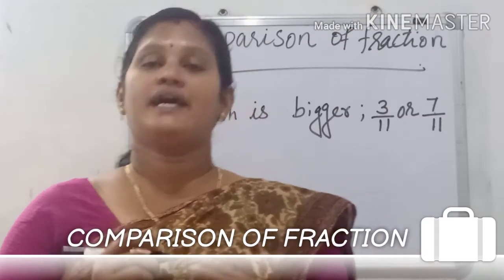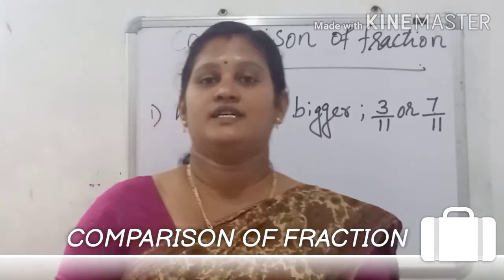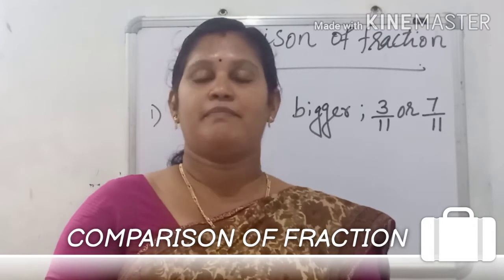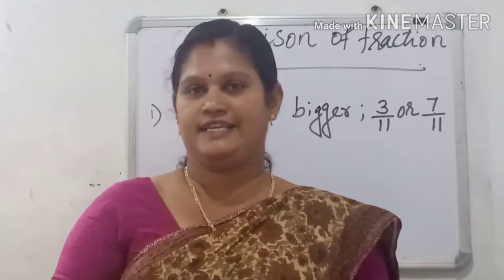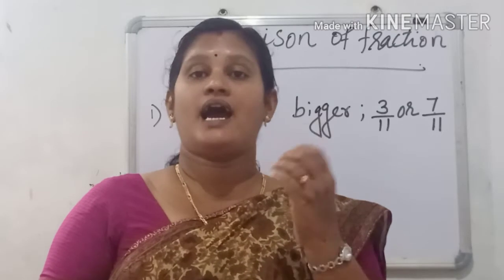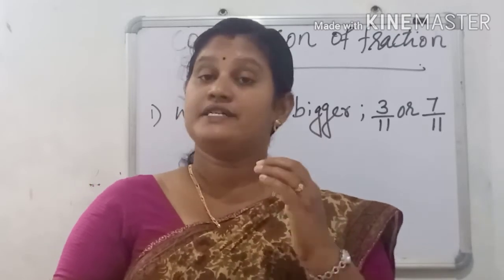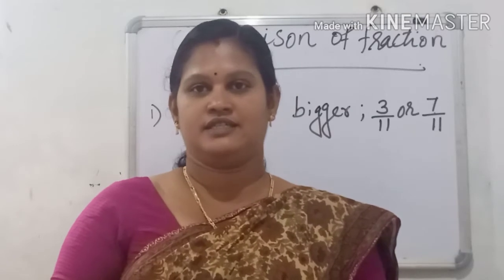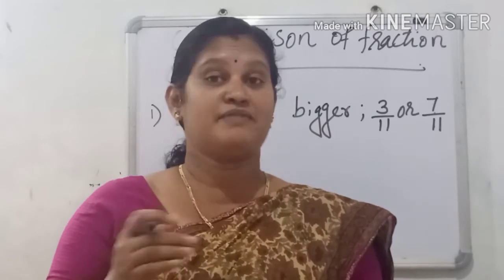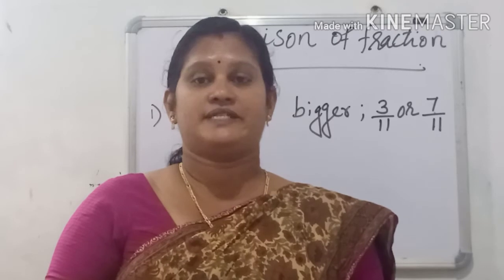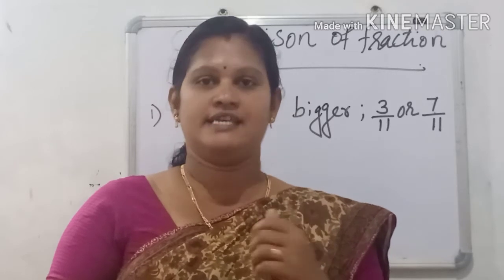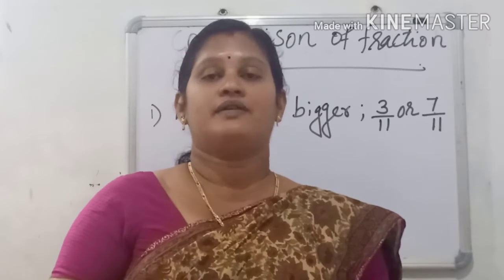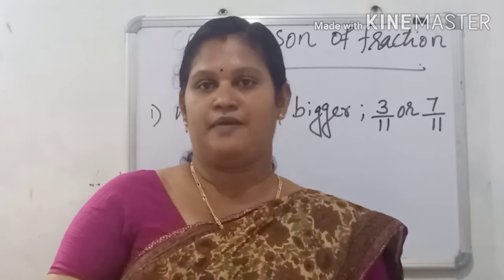Next is comparison of fractions. Like fractions can be compared easily by comparing their numerators. To compare unlike fractions, first we have to convert them into like fractions. How do we convert them into like fractions? First we have to find the LCM of the denominators and make the denominators the same.